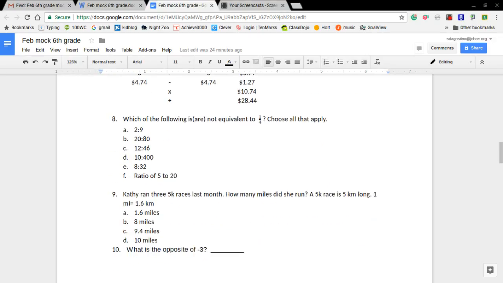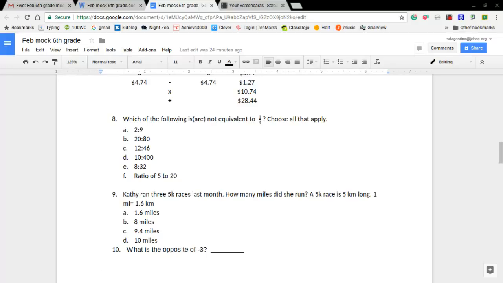Number 9. Kathy ran 3 5K races last month. How many miles did she run? A 5K race is 5 kilometers long. 1 mile equals 1.6 kilometers. A, 1.6 miles. B, 8 miles. C, 9.4 miles. D, 10 miles.